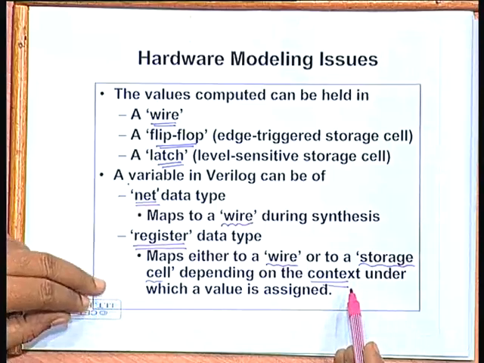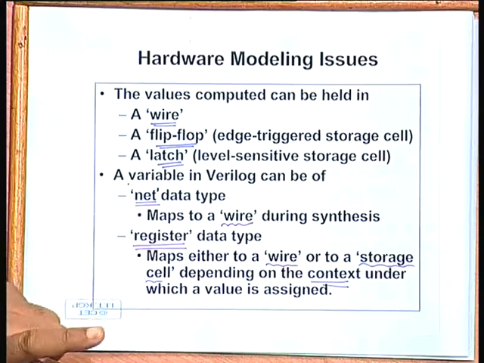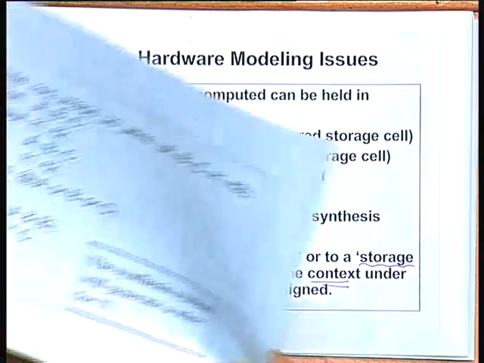But if it finds out that the value has to be retained for certain input combinations, that means it will have to store it somewhere. So, in that case it will map or synthesize it into a storage cell. Okay. So, it really depends on the context how you are using the variables. Let us take some example, let us see some examples.